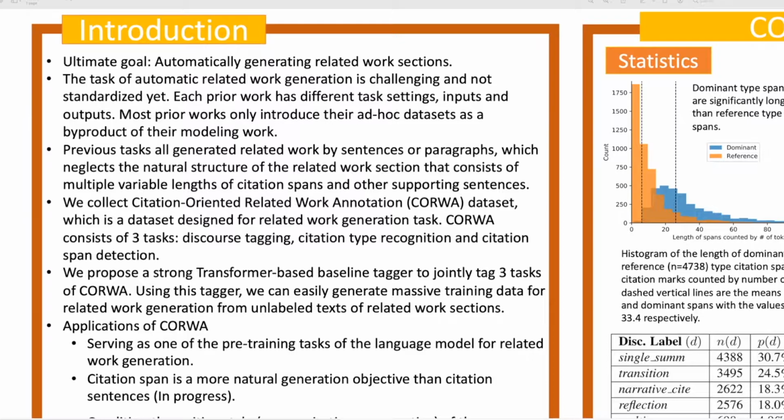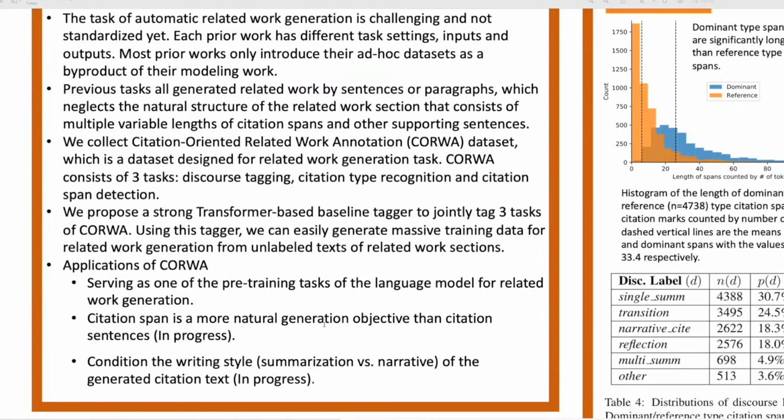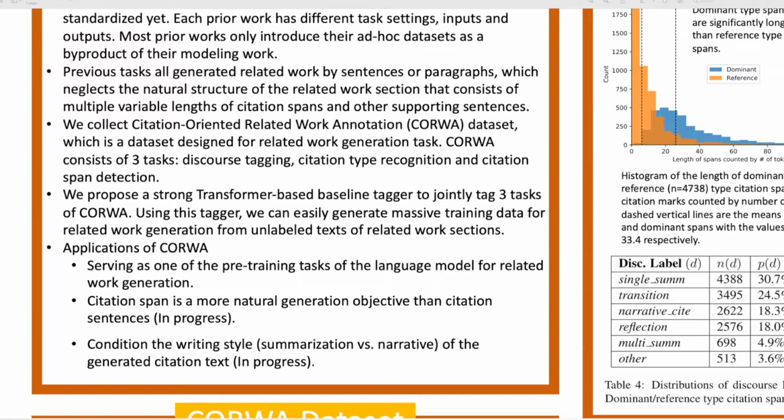CORWA consists of 3 interrelated tasks: discourse tagging, citation type recognition, and citation span detection. We aim to extract the citation sentences and distinguish different types of citations. We present a strong transformer-based baseline tagger to jointly perform the 3 tasks of CORWA. Using this tagger, we can easily generate massive training data for related work generation from unlabeled texts. Furthermore, we demonstrate the significance of the CORWA dataset with analysis from multiple aspects.